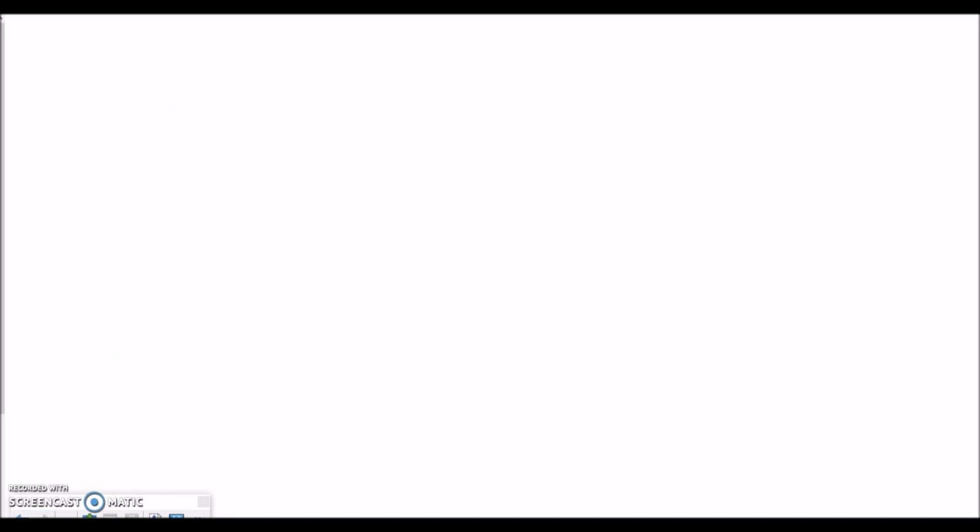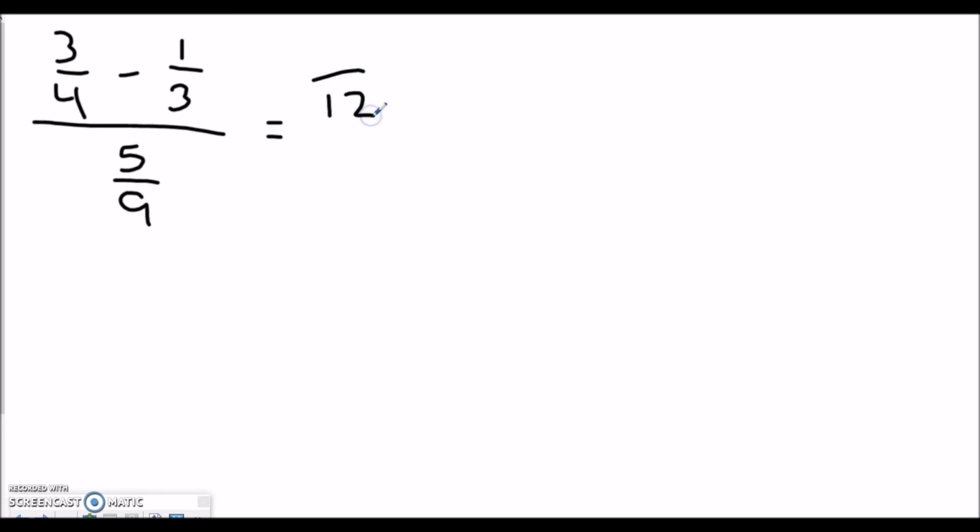But what if we have more fractions? We're used to more fractions, so let's do 3/4 minus 1/3 all over 5/9. So now we're just going to see 3 fractions. Fractions everywhere. The process is the same. Common denominator, this time in the top.